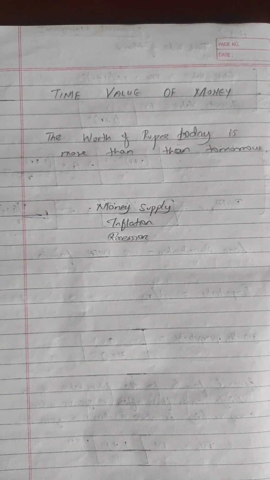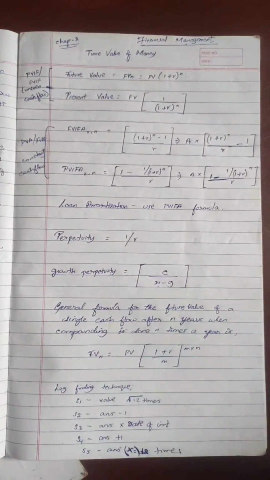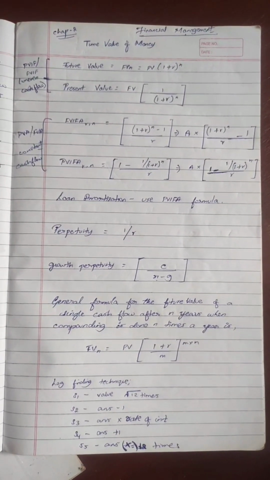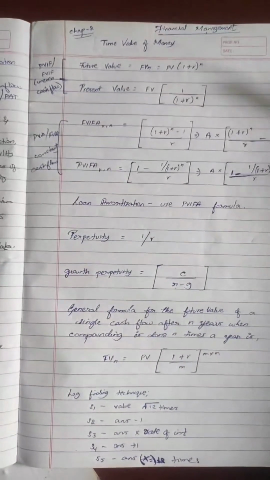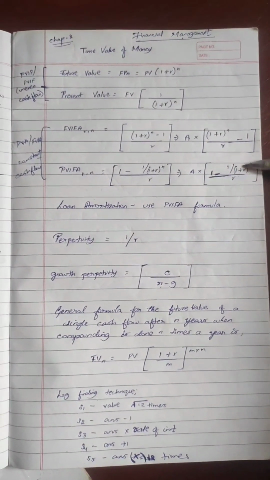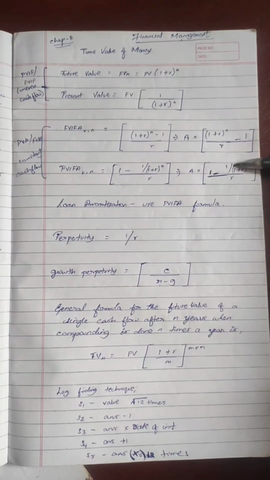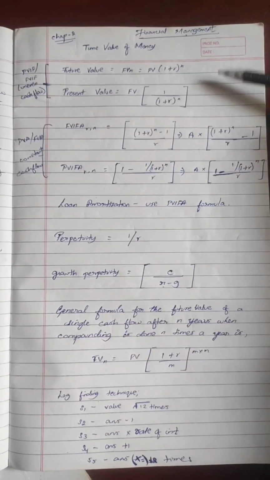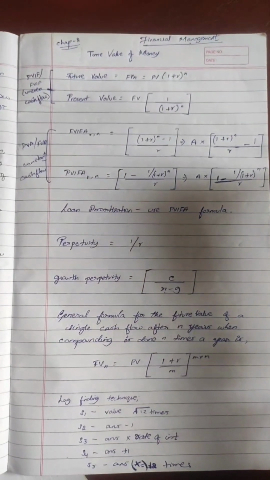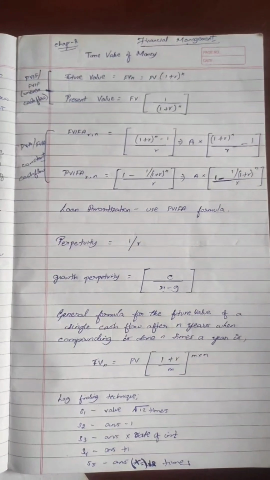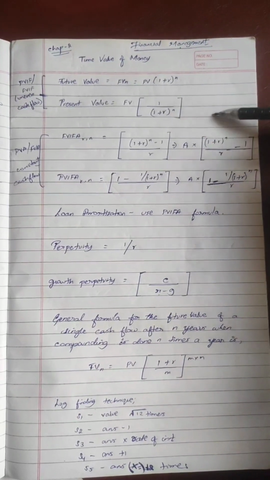Now let us understand the formulas in time value of money. These are the main formulas in this chapter. The formulas are categorized into two main factors: one is interest factor and the other is annuity. The first two formulas are of interest factor and the second two formulas are of annuity. We use the interest factor formula when there is uneven cash flow. Say, for example, you receive rupees 1 lakh this year and next year you receive rupees 1 lakh 50,000, and the third year, fourth year keep on differing. Then we use the PVIF or FVIF formula.